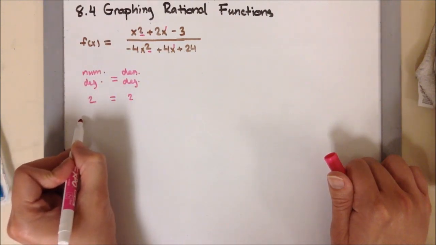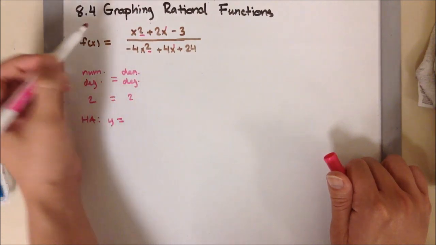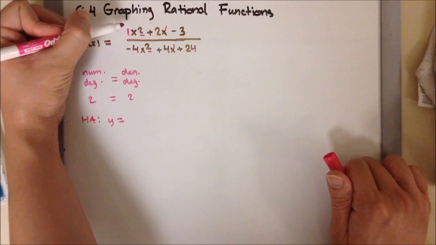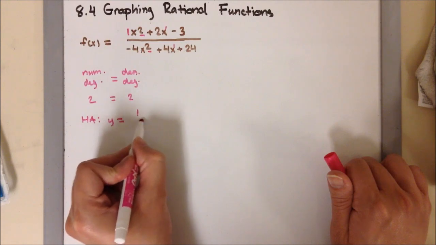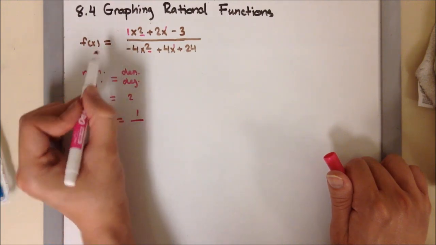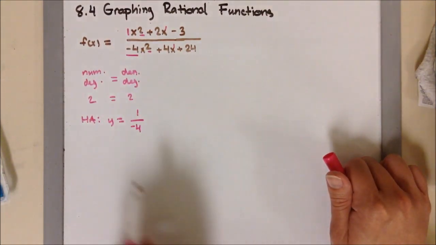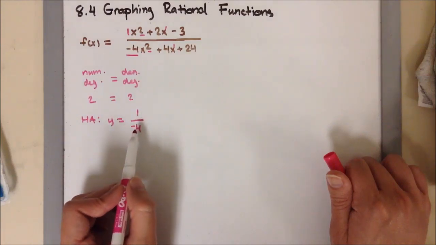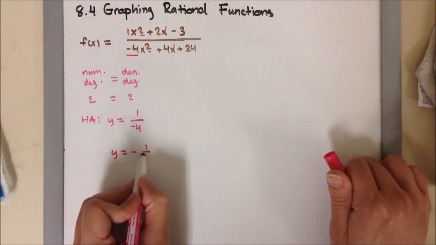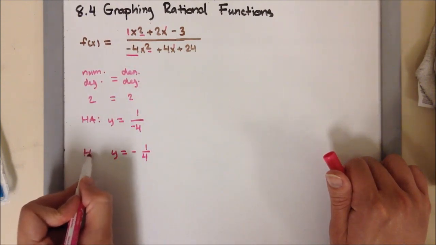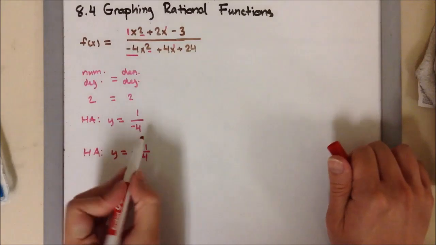So our horizontal asymptote will be y equals the leading coefficient in the numerator, so the number in front of the variable with the highest exponent, so the numerator is 1. And then for our denominator, it's going to be the negative 4. So this is basically what our horizontal asymptote is. Y equals 1 over negative 4, or basically y equals negative 1 over 4. So that's going to be our horizontal asymptote. And let me box that up.